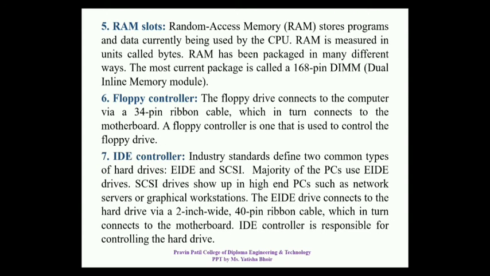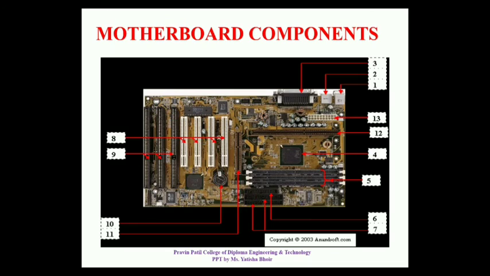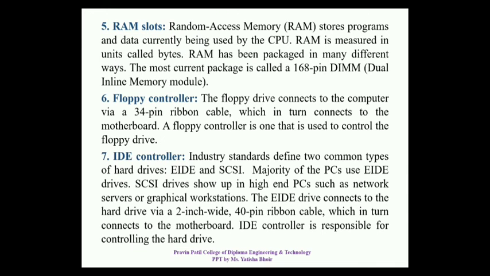Now the next is RAM slots. Now you can see in the image what a RAM slot is. Fifth number, RAM slots. Now what is the use of RAM slots? First, RAM is a type of memory like ROM. RAM is random access memory, which stores programs and data currently being used by the CPU. As we know, RAM is temporary memory, right? Data stored on the RAM is lost when the computer shuts down. So it is temporary memory.